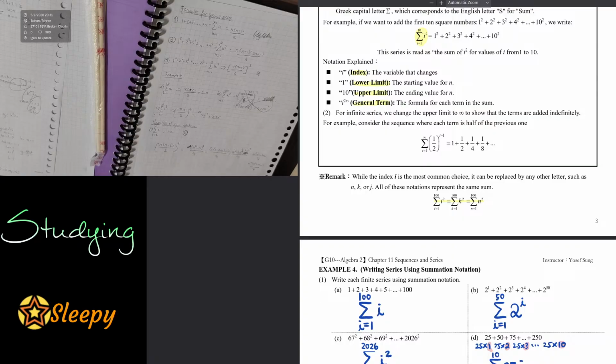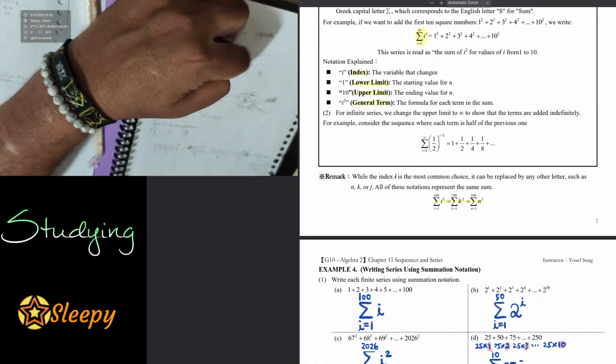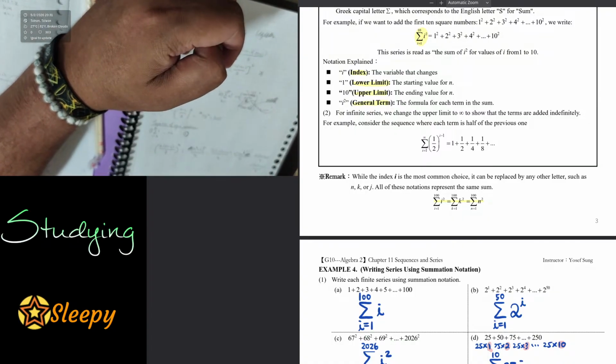Ah, this was this pattern. But why is this 6 and why is this 2? And why is this 4?